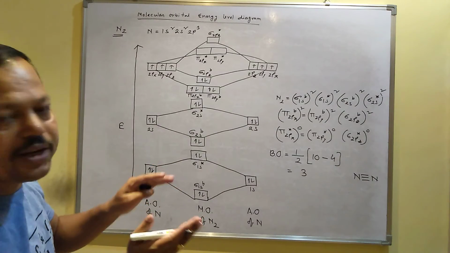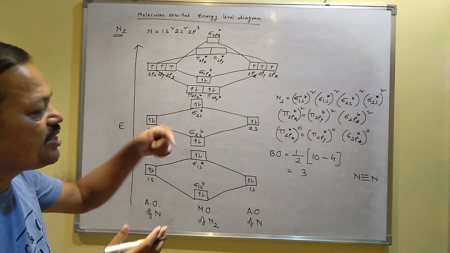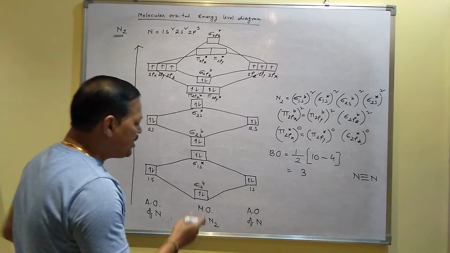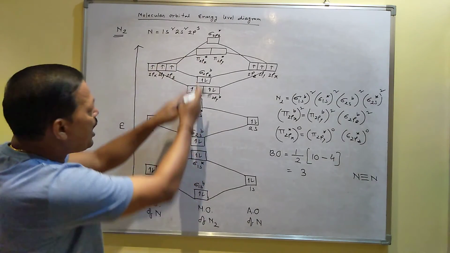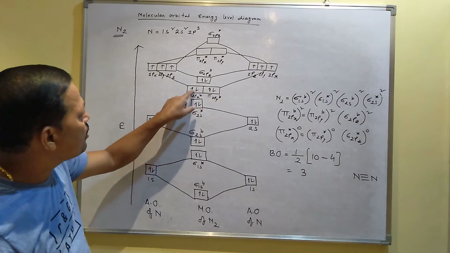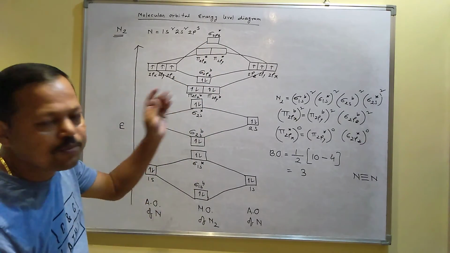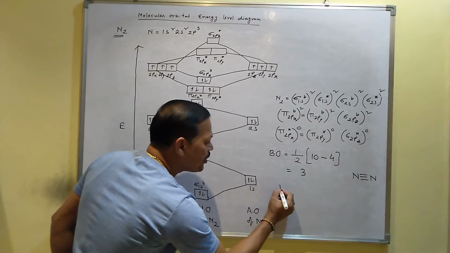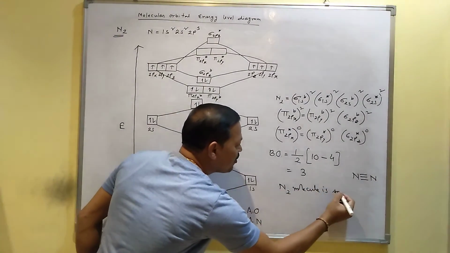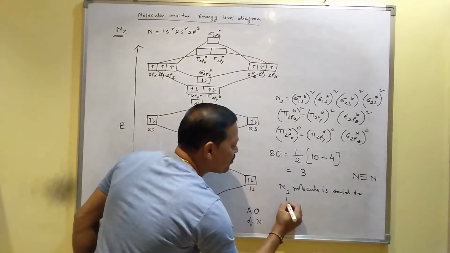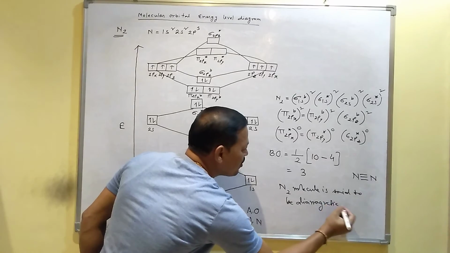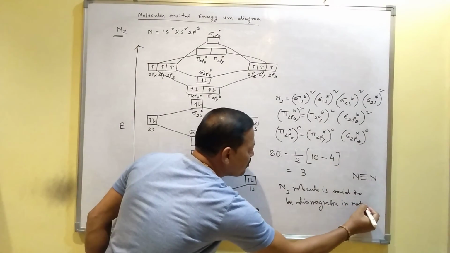So this way you can find out how many bonds are present inside the molecule, which is called bond order. And see the molecular orbitals. Is there any unpaired electron present in the molecular orbitals? This is paired, all are paired. So no single electron is present in the molecular orbitals, and that is why the nitrogen molecule is said to be diamagnetic in nature. Diamagnetic in nature.